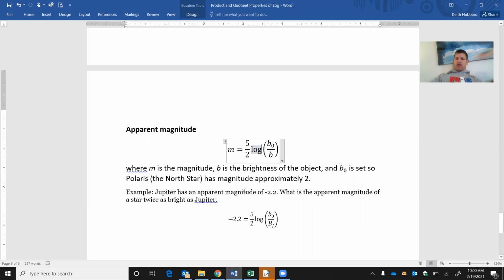Jupiter has an apparent magnitude of negative 2.2. What's the apparent magnitude of a star twice as bright as Jupiter? Okay, so look, I've taken the liberty of plugging in negative 2.2 for M and BJ for Jupiter. And by the way, it might be interesting for you to fiddle and plug in what happens if you put in B naught here.